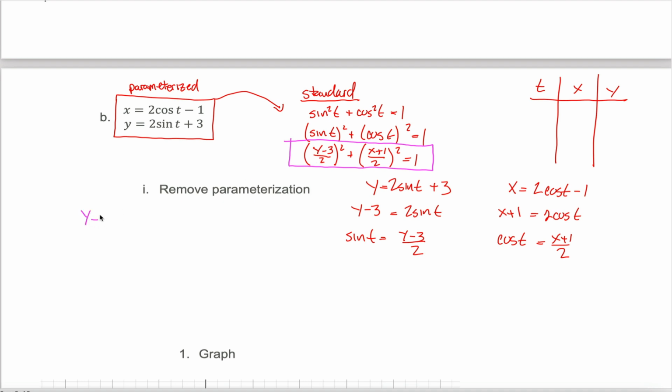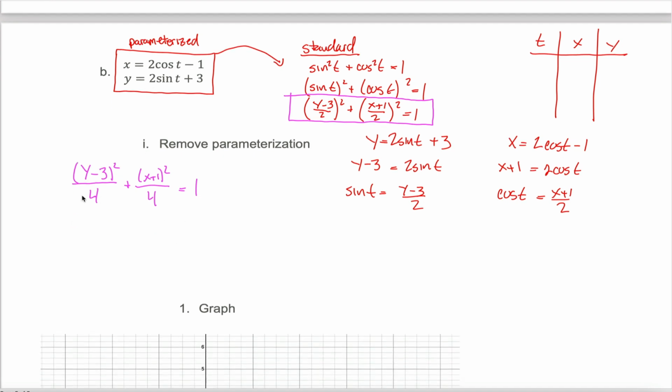When I have a fraction squared, I can think about that as the top of the fraction squared divided by the bottom of the fraction squared. So instead of ((y minus 3) over 2) squared, I can think about it as (y minus 3) squared over 4. Similarly, I can think about this fraction as (x plus 1) squared divided by 4. And if you really didn't like fractions, maybe you'd multiply both sides of the equation by 4. If you multiplied both sides by 4, you get (y minus 3) squared plus (x plus 1) squared is equal to 4.